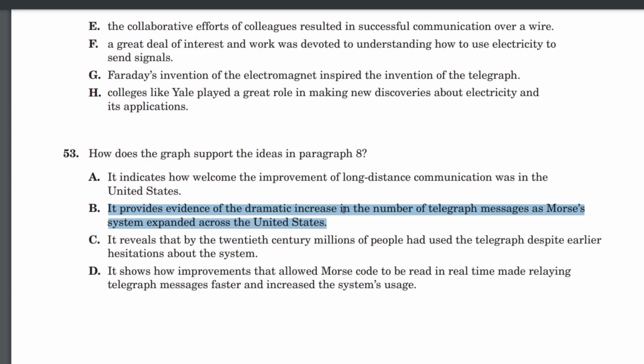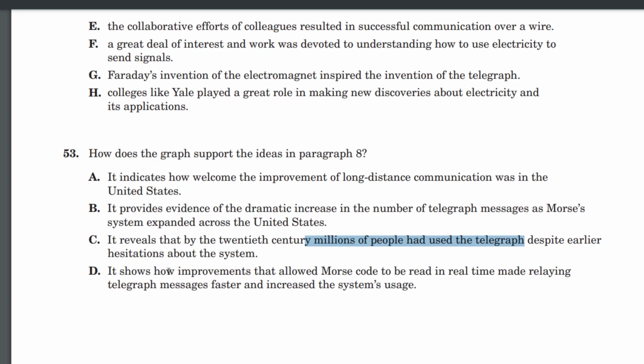Let's check the other answers. What's wrong with them? A, it indicates how welcome the improvement of long-distance communication was. Wait, where does this graph say anything about being welcomed or not welcomed? That is an idea that's simply not in the chart. C, it reveals that by the 20th century, millions of people had used the telegraph. No, that's not what the data in the chart says. It says millions of messages were sent and millions more as it grows. But it said nothing about the number of people. That is not the data in the chart.